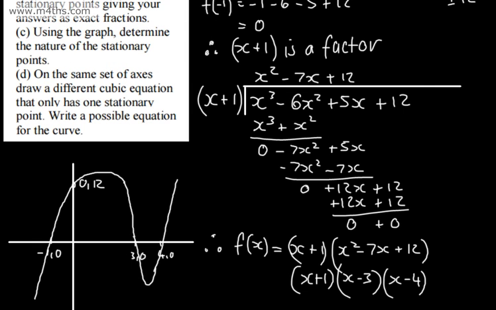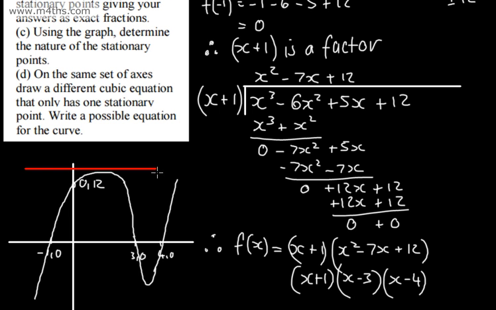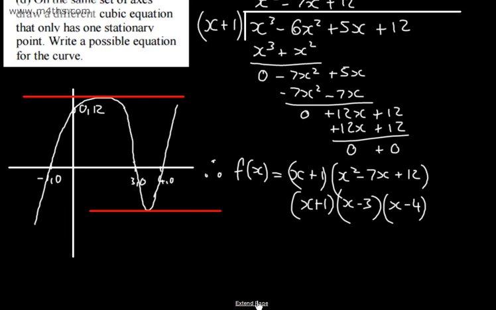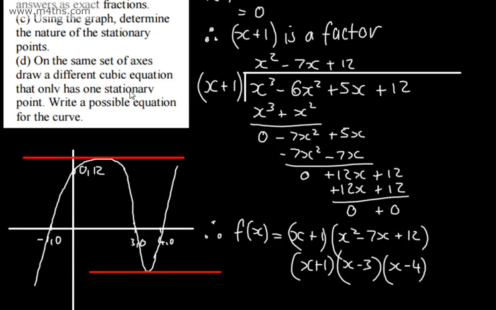So if we look at this here, we're going to have a stationary point somewhere just here and a stationary point somewhere just here. That is where the gradient is going to be 0. Somewhere around there, if I drew a tangent, we would have a line parallel to the x-axis. So all we're asked to do is find the x-coordinates. We're not asked to find both coordinates, just the x-coordinates.